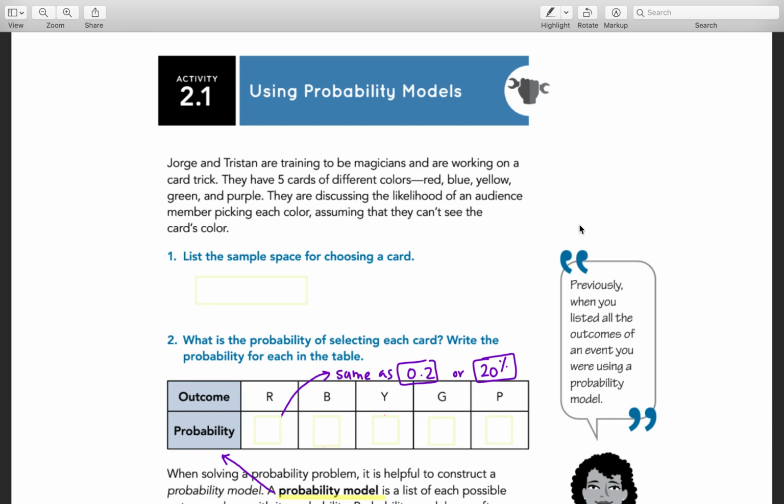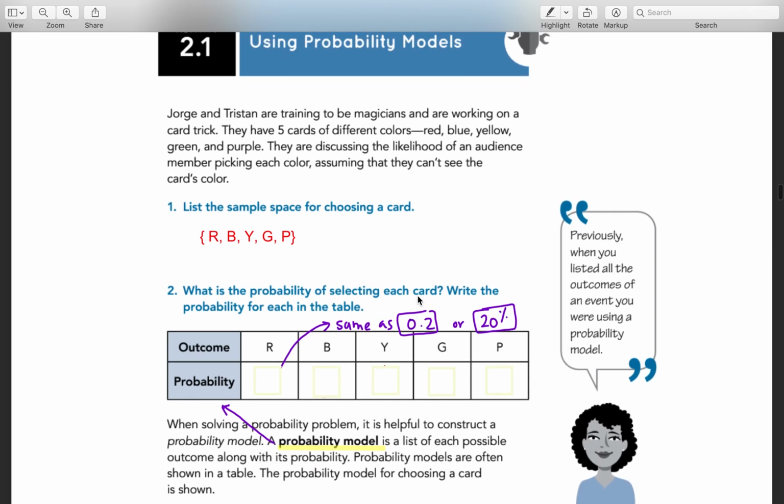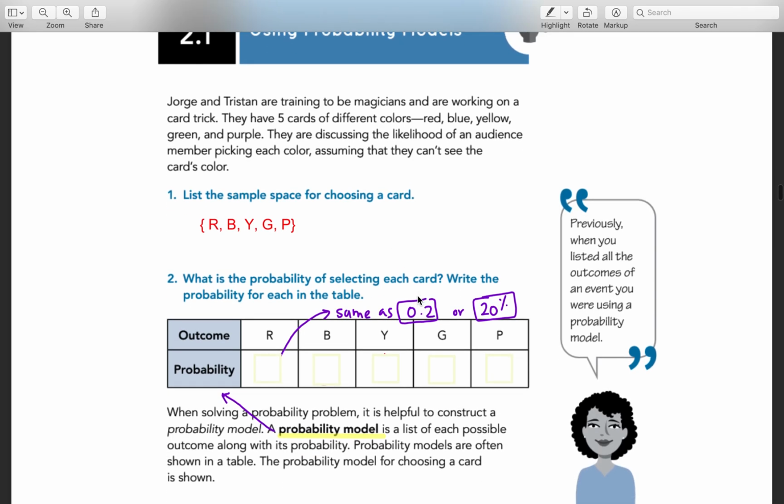So let's list the sample space for choosing a card. So we have 5 different colors, right? Red, blue, yellow, green, and purple. So we can just denote them as R, B, Y, G, P. Okay. And what is the probability of selecting each card? So write the probability for each in the table.